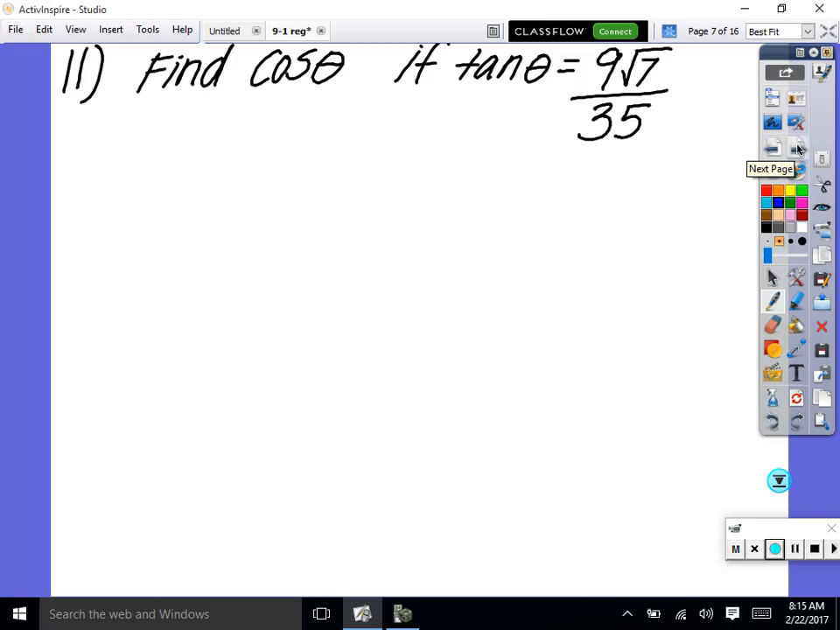Now understand, some of them are going to be a little bit advanced. You're going to have to use your brain a little bit. It says find cosine of theta if tangent of theta is 9 square root of 7 over 35. So let's draw a right triangle. This is the easiest way to make sure we don't make an error. Everybody draw a right triangle on your paper. Make a 90 degree angle.